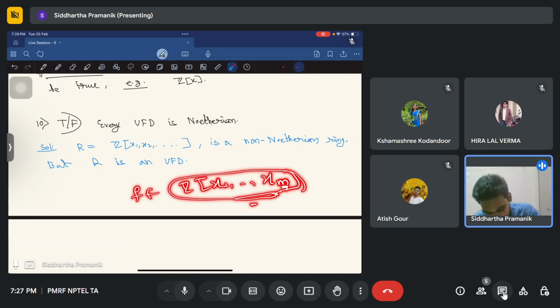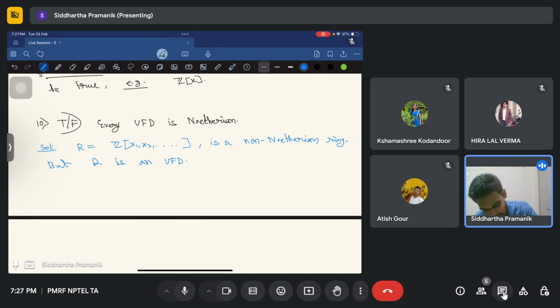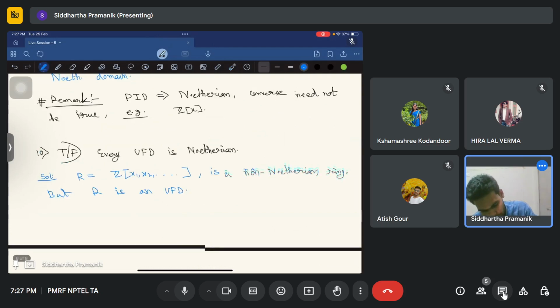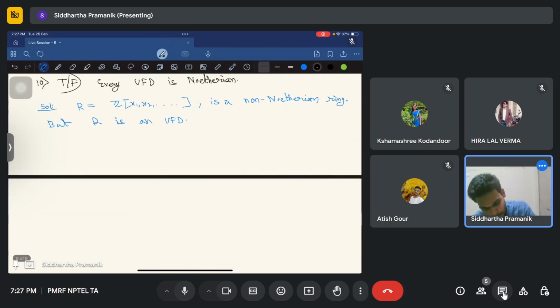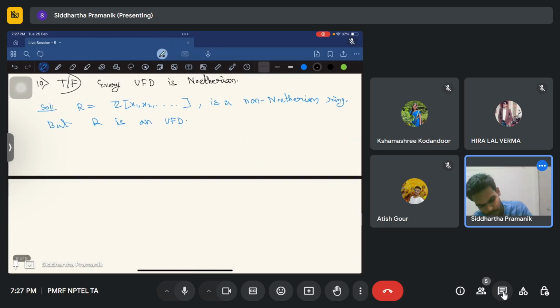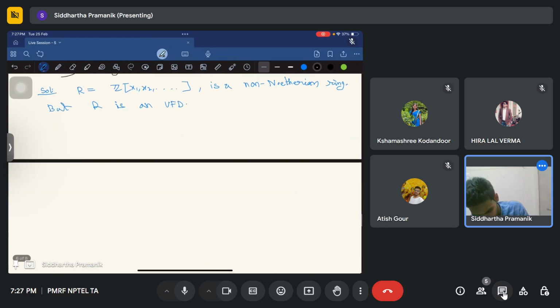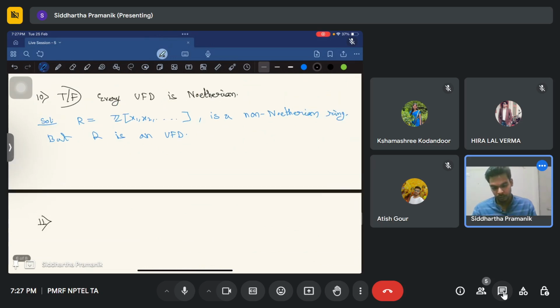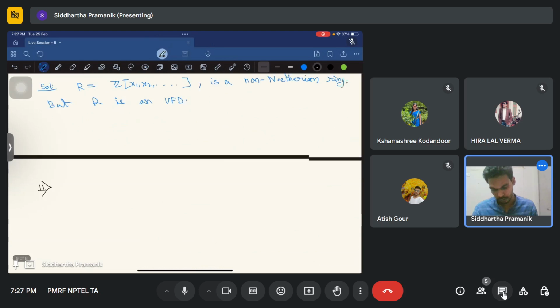So using that fact, you can prove this. I'm not going to write the details, but this is true. You just have to convince yourself. The key fact is every polynomial involves only finitely many variables. That is the reason. Okay, so let's move on.